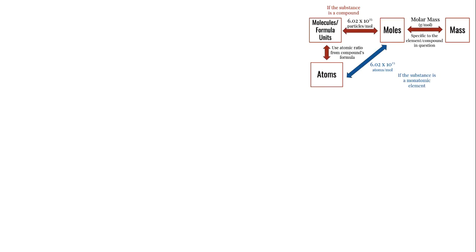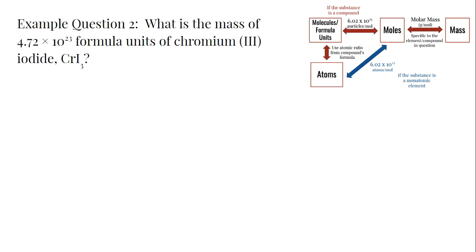Okay, now let's look at another example. What is the mass of 4.72 times 10 to the 23 formula units of chromium(III) iodide, CrI3? Okay, so let's look carefully at the question. What is the mass? So we're going to end at mass, and we start at 4.72 times 10 to the 23 formula units.